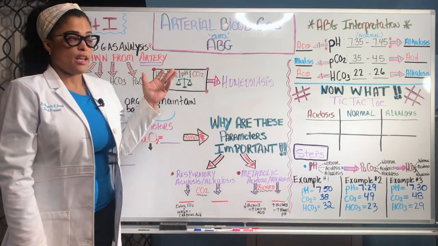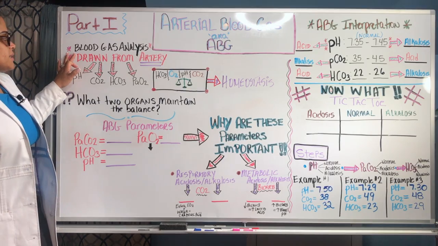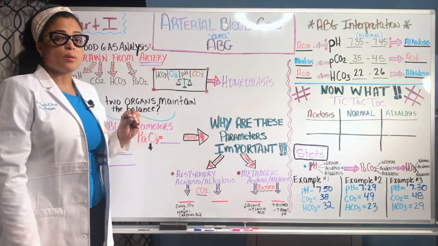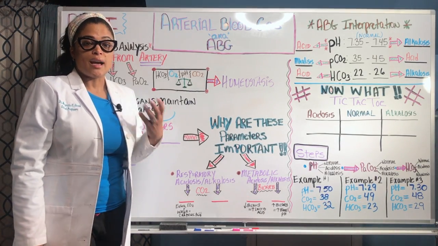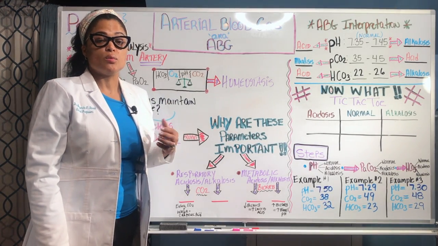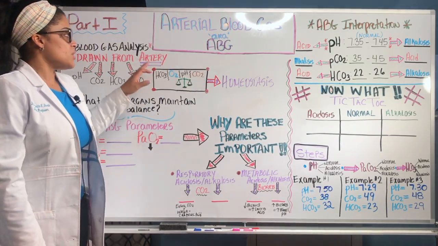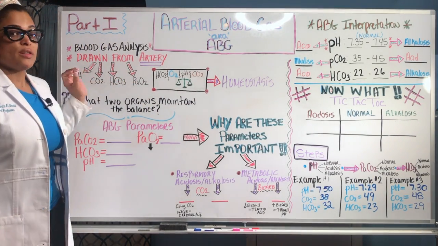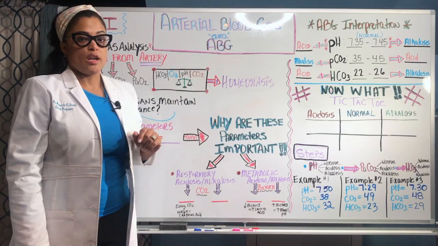Arterial blood gas, ABG, is a blood gas analysis that is drawn from the artery of a patient. That is different than when a patient is drawn a CVC or a Chem7, which comes from a vein. This is going to give us the information that we need in order to interpret our ABG results.